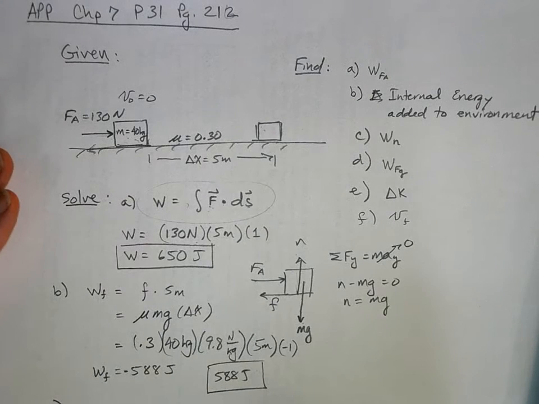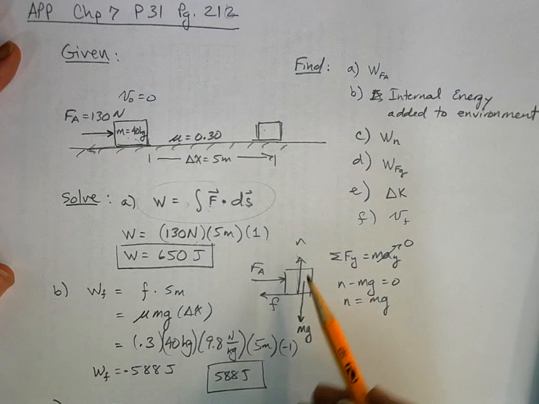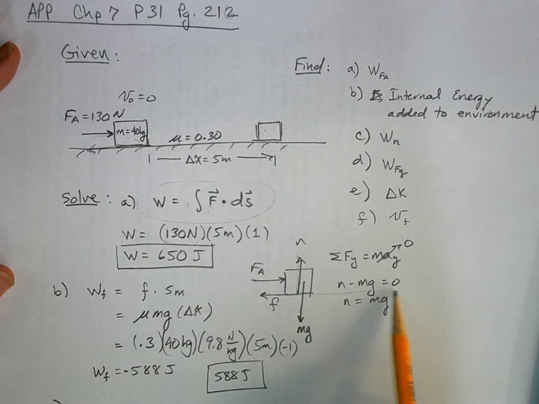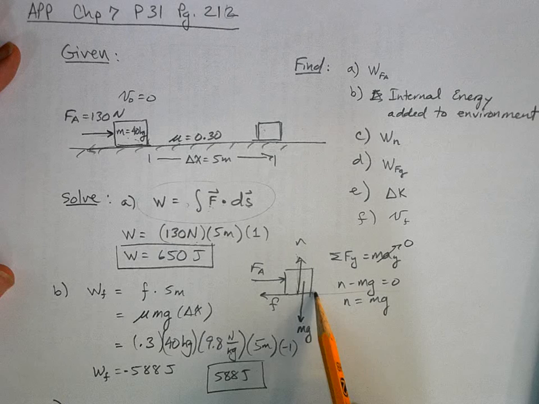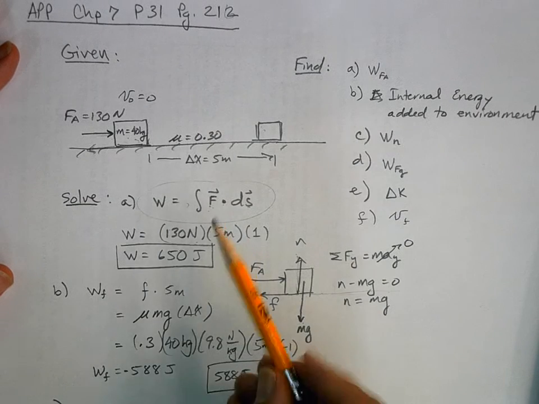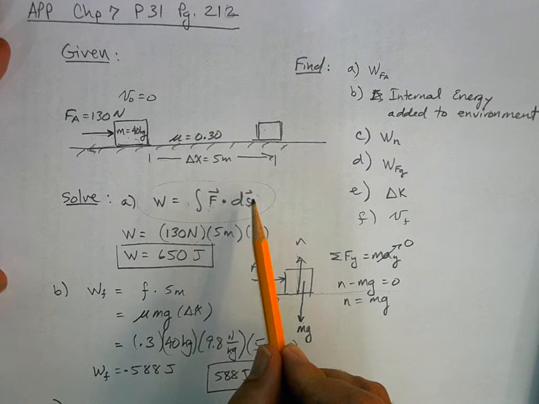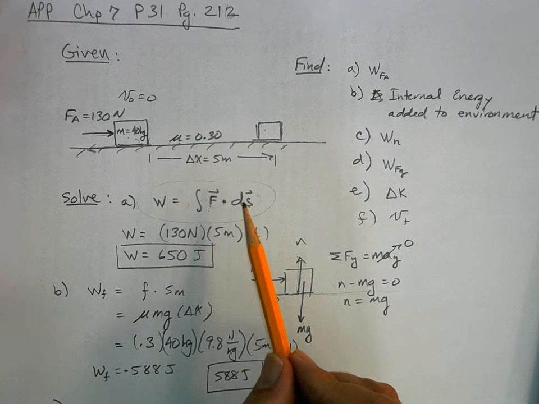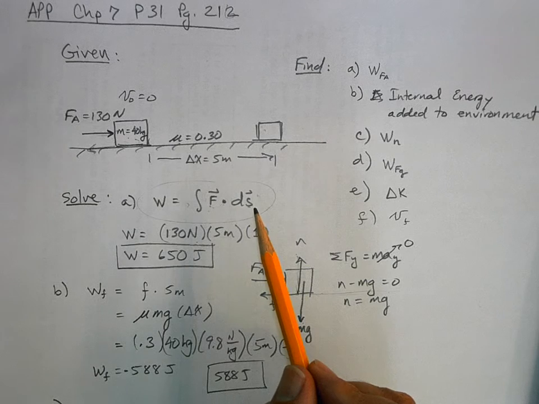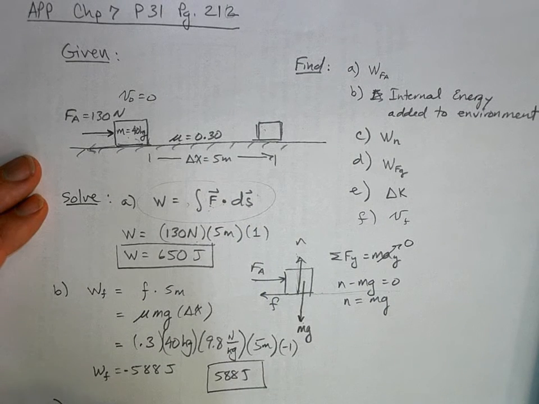All right, let's do part C. Well, look, I'm not going to spend too much time on it. Look at the normal force. The normal force is up. The displacement is to the right. The angle between the normal force and the displacement is 90 degrees. So when you take the dot product of the normal force and the displacement, you get 0, because the angle between them is 90 degrees, the cosine of 90 is 0. 0 work.